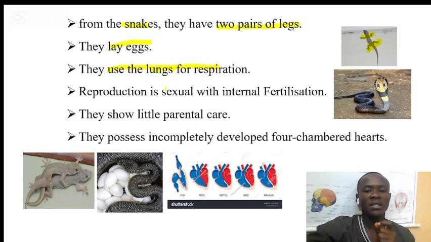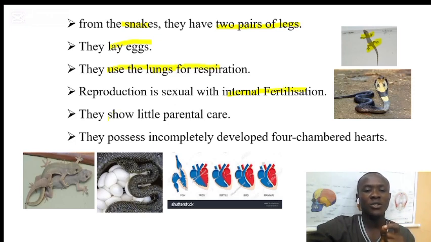Reproduction is sexual. That means it involves male and female. And in here, they experience internal fertilization. That means the fusion of the male and the female gamete is done inside the body of the female.